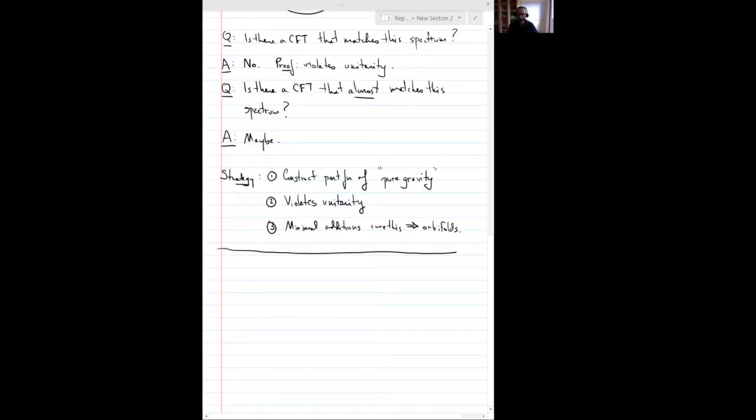So let's try and implement this strategy in more detail. What I'm going to try and do is construct a partition function which, in the language of conformal field theory, we would call the torus partition function.